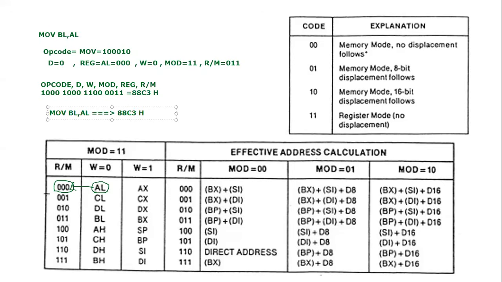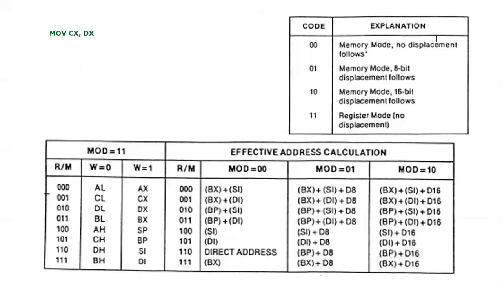So this is an example of instruction. I hope you have understood. Let's take another example. Okay, let's consider this example. This is move cx comma dx.